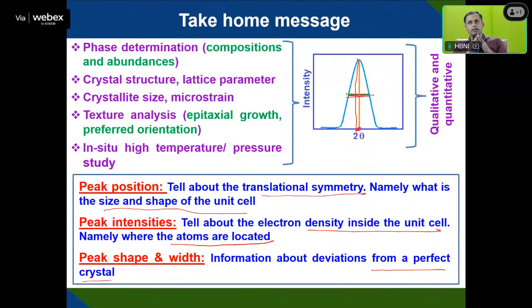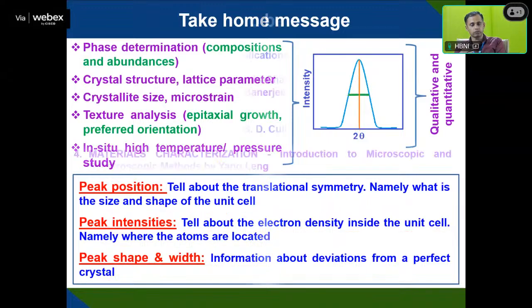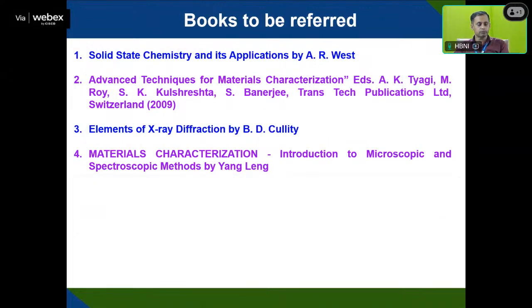So basically, X-ray diffraction is the best technique to identify the phase, whether a crystal structure is formed or not. With conventional XRD you can identify up to 2 to 3% doping. If you go for synchrotron XRD, you can identify even 0.1% doping. For this whole study, you can refer to these four books.